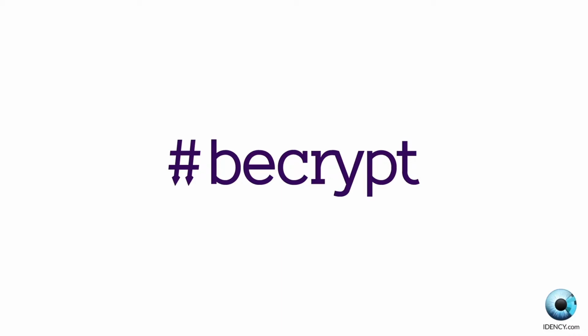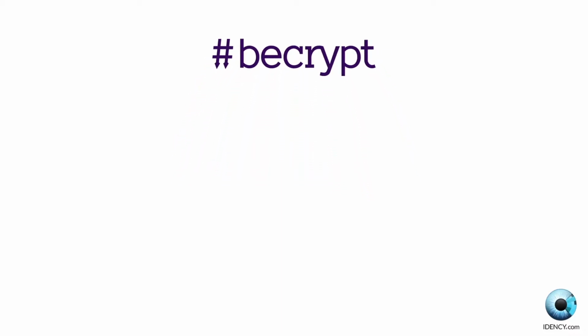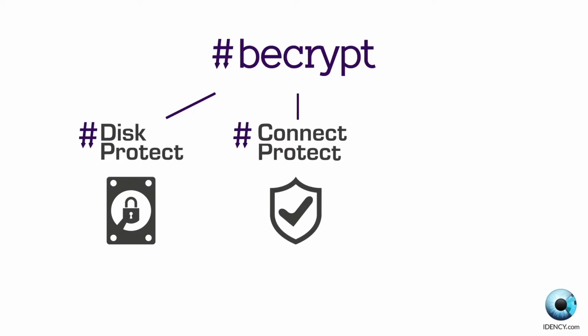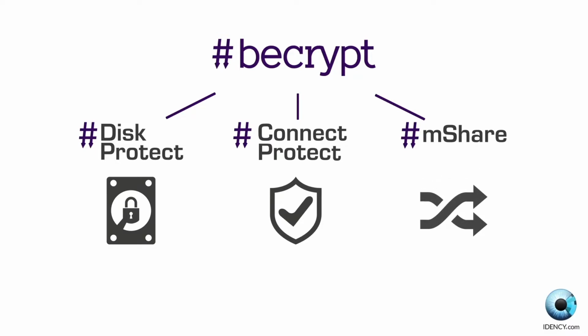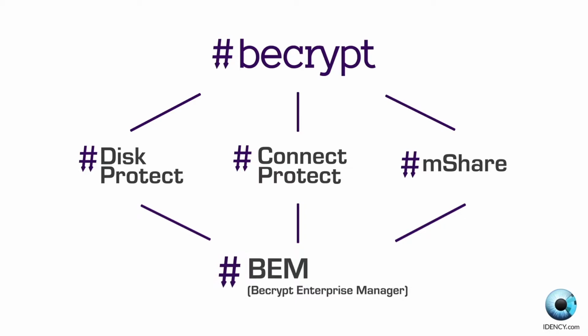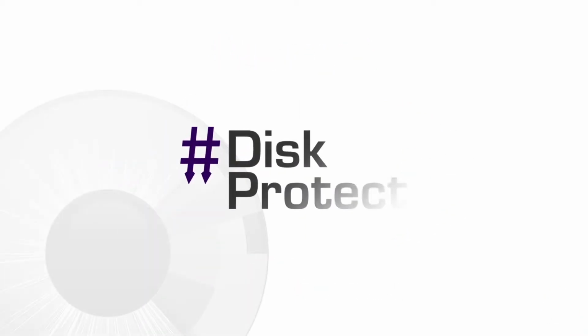Becrypt Protection Suite consists of these three products: Disk Protect for full encryption of your hard drives, Connect Protect for managing all USB ports and what happens when devices are connected, and finally mShare to allow your users to turn any USB flash drive into an encrypted storage device. These three products can then be managed by your administrator centrally using Becrypt Enterprise Manager. Let's start with Disk Protect.